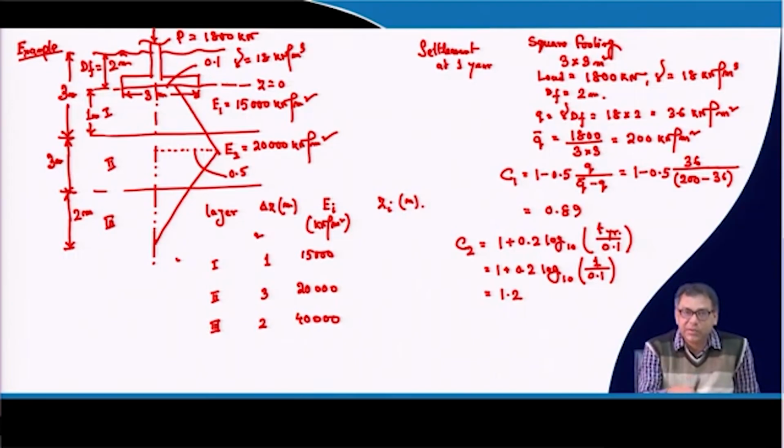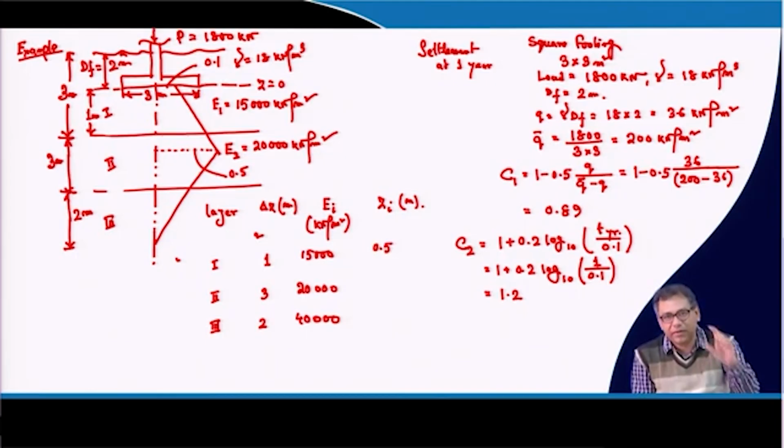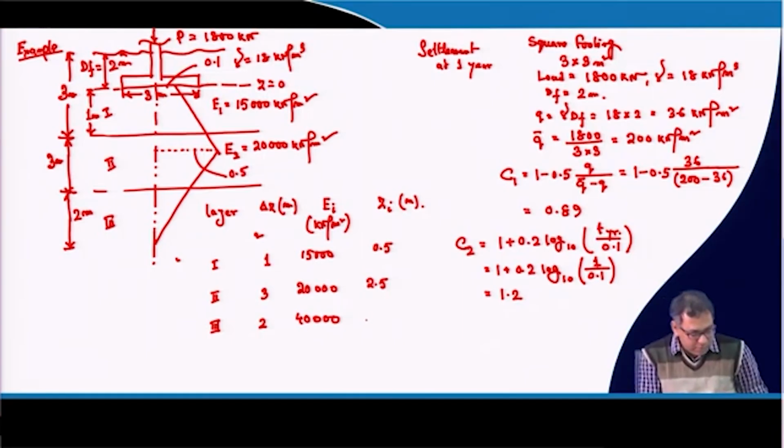So, everything we are calculating from the base, where base is Z equal to 0. The distance from the base to the middle of the first layer is 0.5, because the thickness of the first layer is 1 meter. Now, for the second layer it will be 1 meter plus 1.5 meter, so it will be 2.5 meter. For the third layer it will be 1 meter plus 3 meter, which is 4 meter, plus the middle of the third layer, that is 1 meter. So, it will be 5 meter.